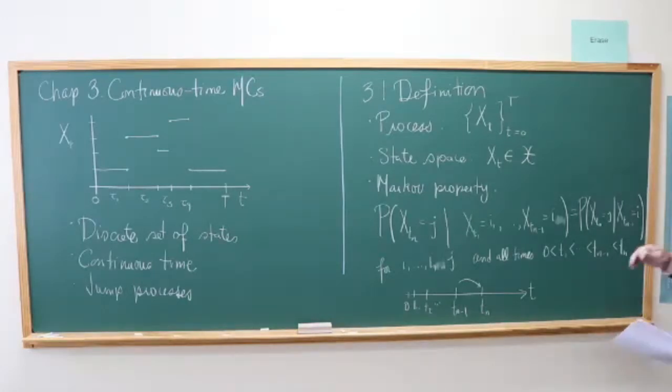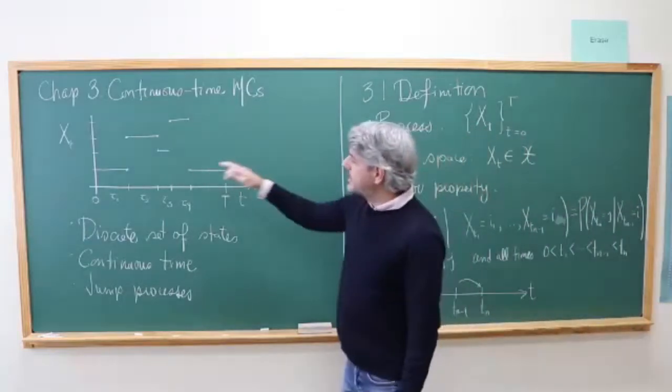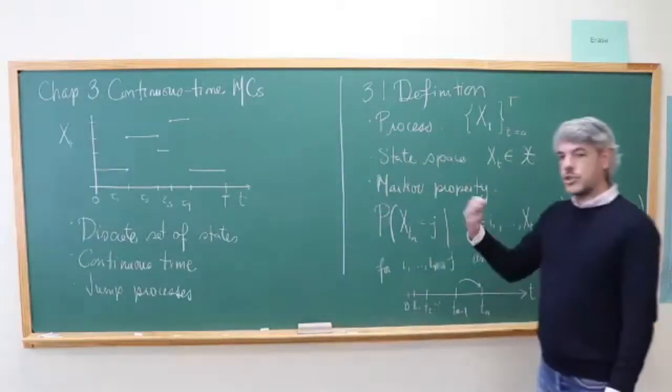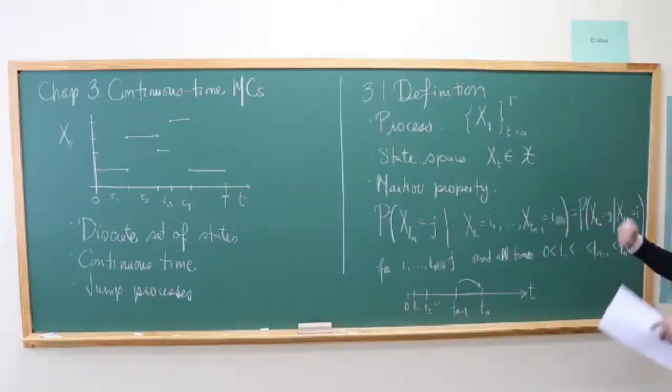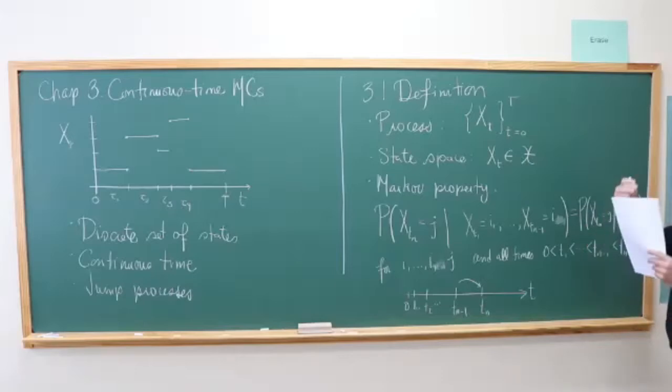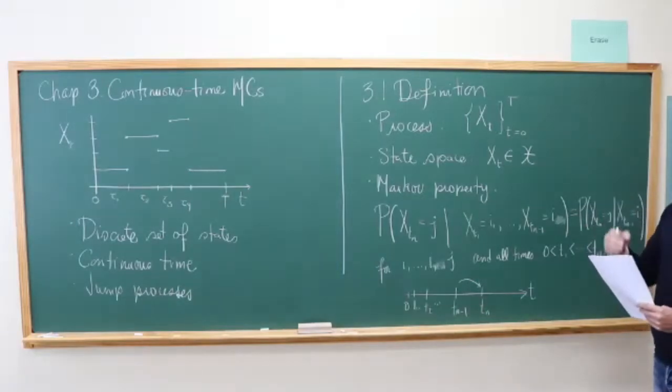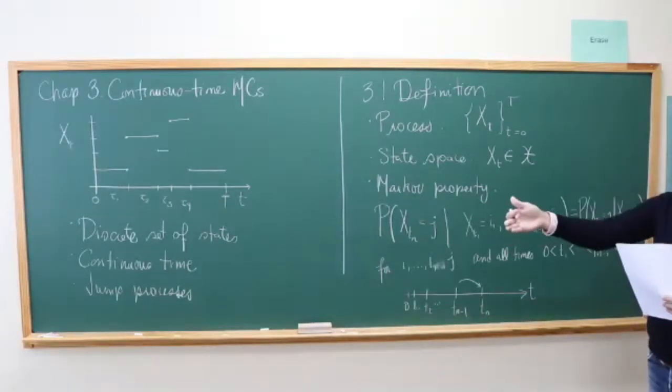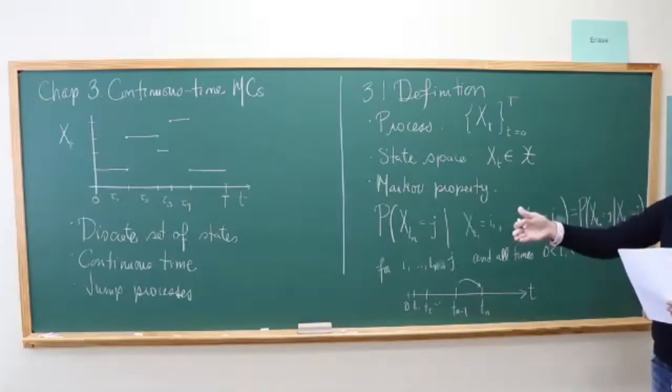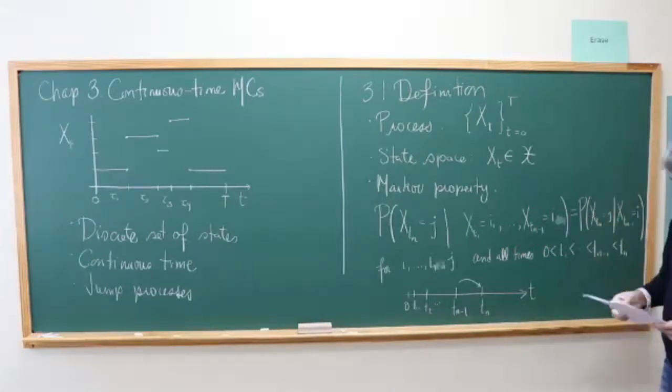So it means that I can now define the probabilities for the process only in terms of jump probabilities over specific times. If I have the state at a given time, I know all the probabilities of jumping to any other state in the future. I don't need to know what's coming before. That's the Markov property.